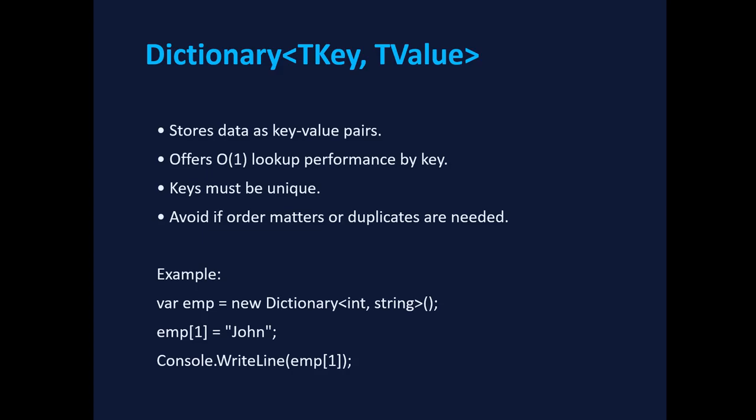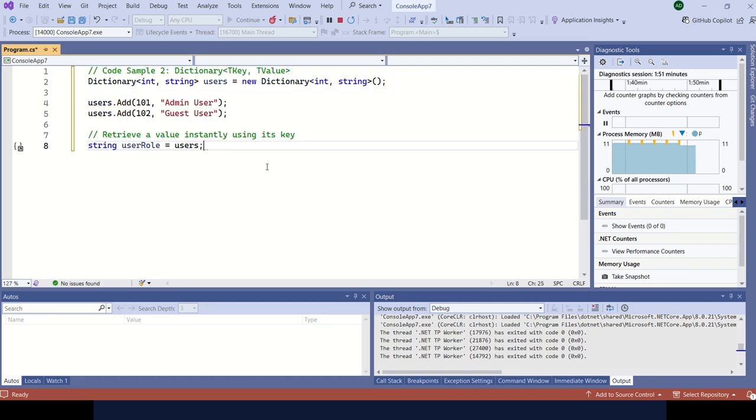So this makes data retrieval incredibly fast. Actually, dictionary retrieval is incredibly fast, often close to constant time complexity. You can see that code sample. We map the integer ID to a string role. We can instantly retrieve admin users just by asking for the key. So this is the code example I will show here.